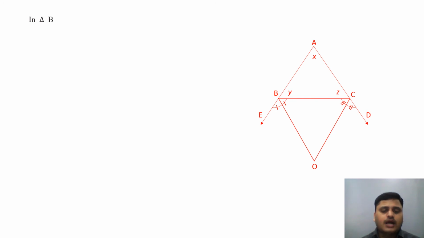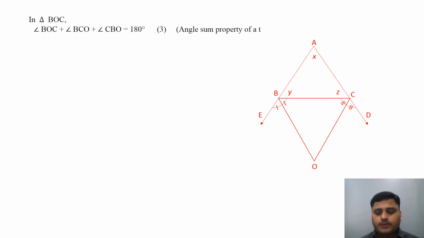Let's see how to solve this one. Now we will take triangle BOC and use the angle sum property. That is, angle BOC plus angle BCO plus angle CBO is equal to 180 degree. Equation 3. What reason will we write? Angle sum property of a triangle. In triangle BOC we use the angle sum property, so the sum of three angles is equal to 180 degree. Is it clear? Now what will we do?